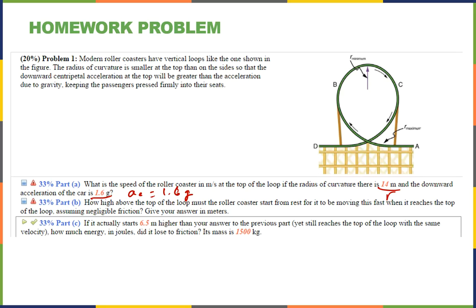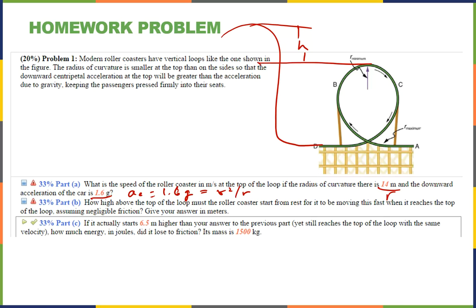That means you're being pushed down by the seat 60% more than you are when you're stationary. But we know that a_c is v squared over R. So that allows you to calculate what the speed is. Then it asks, how high above the top of the loop must you start to reach this speed? If you're going to reach that speed, then you use the problem that we just did. Okay, nice drawing. There's our roller coaster ride. So you start up here, and you're finding this distance necessary to have that speed.